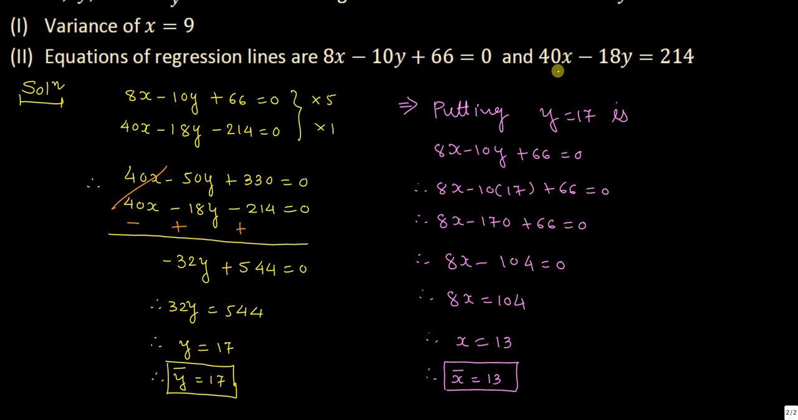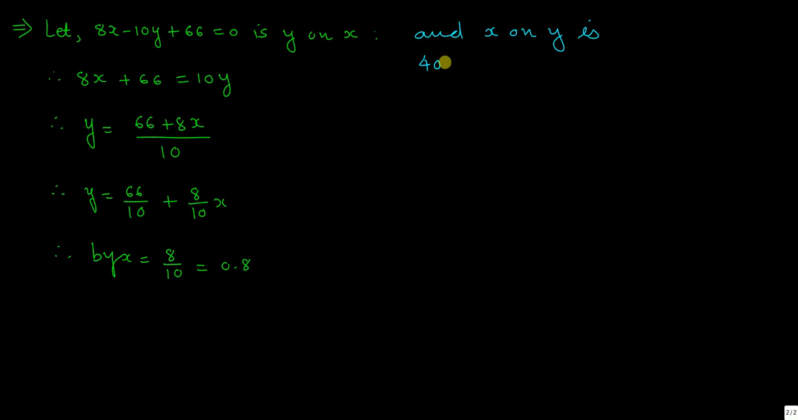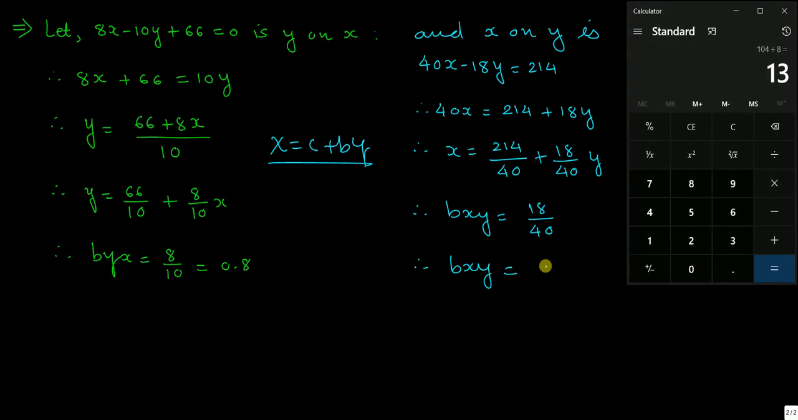Now the second regression line, x on y. The second equation is 40x minus 18y equal to 214. We have to make the form x equals c plus by. 40x is equal to 214 plus 18y, moving 18y to the right side. Therefore x is equal to 214 divided by 40 plus 18 by 40y. Therefore bxy is equal to 18 by 40.